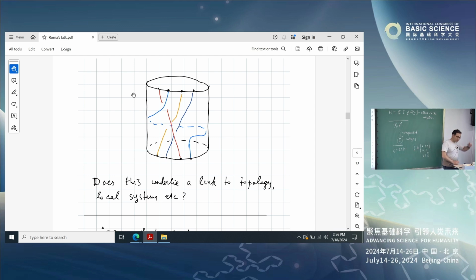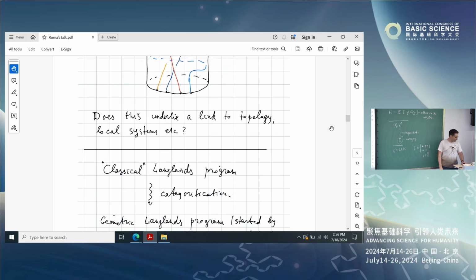And at various points in my life, I contemplated this kind of philosophical question of whether this appearance of the braid group really underlies a more substantial connection to topology, the geometry of local systems, etc. Well, it's certainly a rhetorical question here, so I will try to illustrate that it does, although maybe in other ways which I still don't see.